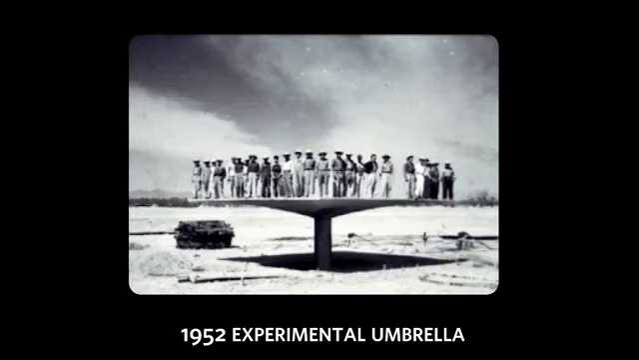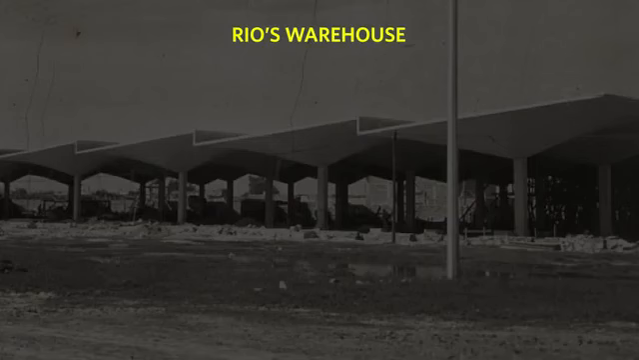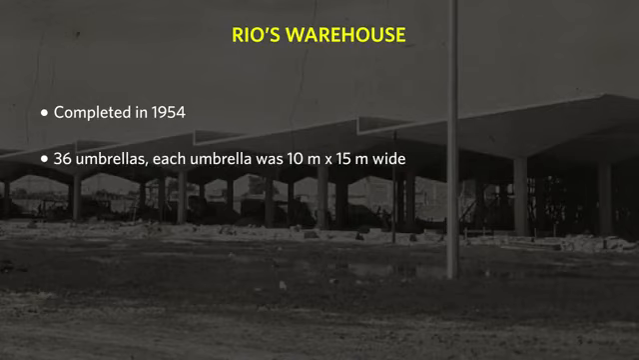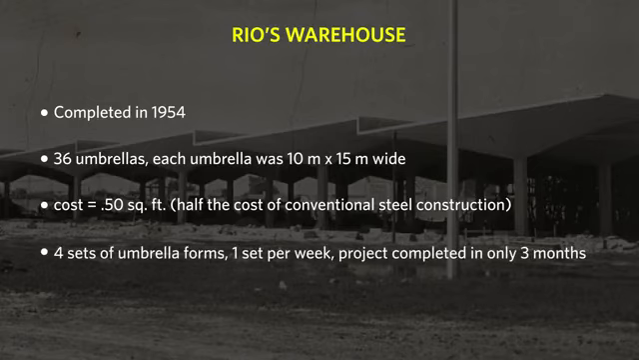Through experimentation and built designs, Candela was able to determine the optimum rise to area ratio for these umbrellas. In other words, through experimentation, he's able to optimize the shape. Rio's warehouse is an example where Candela used umbrellas. This warehouse was completed in 1954, and it had 36 umbrellas. Each one was 10 meters by 15 meters wide. The cost was 50 cents per square foot, about half the cost of conventional steel construction with corrugated aluminum roofs. There were 4 sets of umbrella forms, 1 set done per week. Therefore, the entire project was completed in only 3 months.